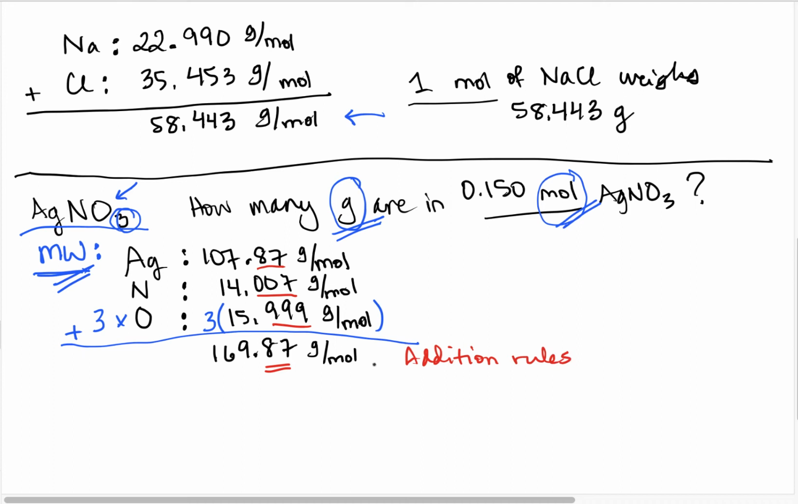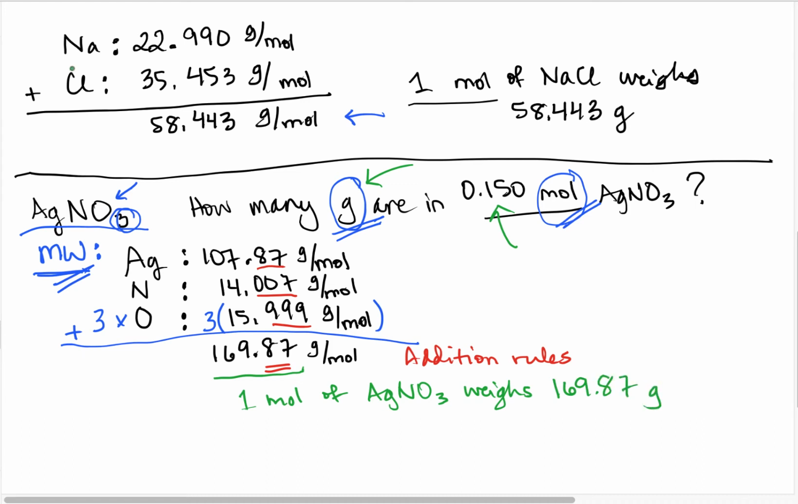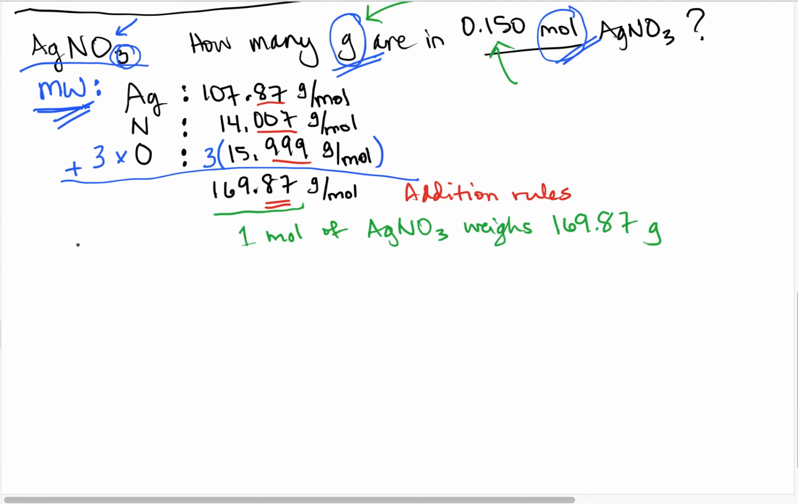Okay, so did we finish calculating what we needed to calculate? No, right? The question was, how many grams are in a fractional number of moles, not a whole mole? If we wanted to know how much was a total mole, yes, 1 mole of AgNO3 does weigh 169.87 grams. That's true. But we don't have a whole mole, we have 0.15 moles. So we're going to take 169.87 grams in 1 mole, and we'll multiply it times the 0.150 moles so that those mole units will cancel out and they will give us grams.